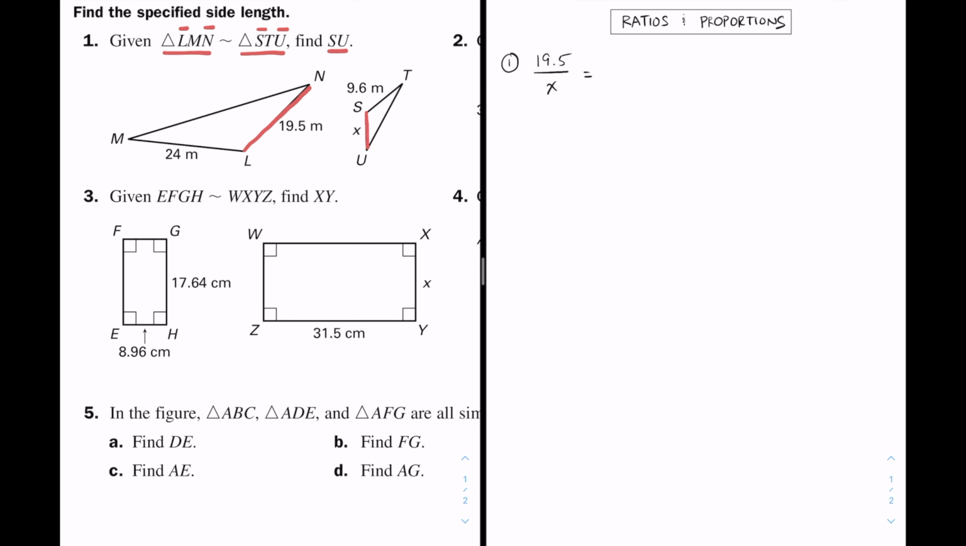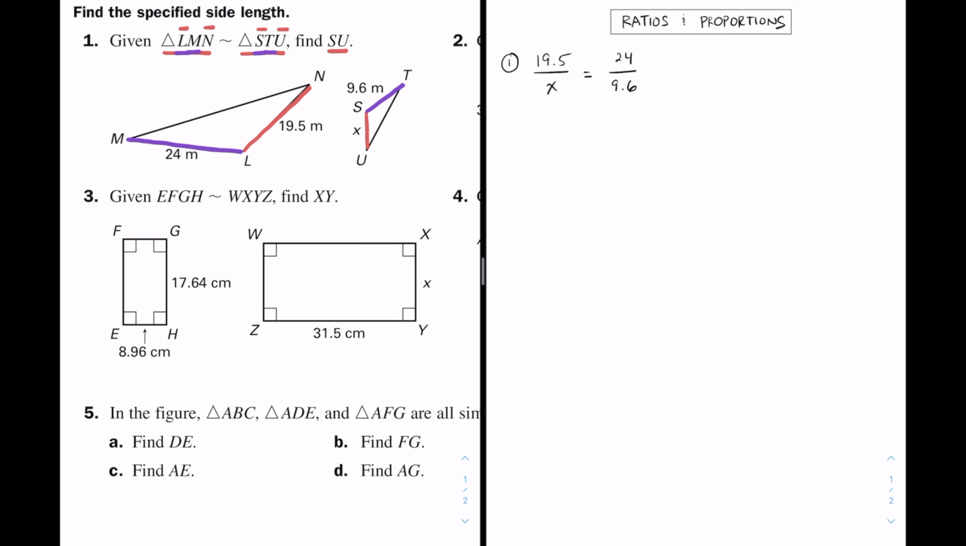We also have ML, right? So ML is this length over here. So that's going to be M is the second one to the first one. So for the smaller triangle, we need to go from the second one to the first one, from T to S. So that's going to be this line right over here. So if we're going to go ahead and write that ratio, that's going to be 24 over that 9.6. That would be this proportion here.